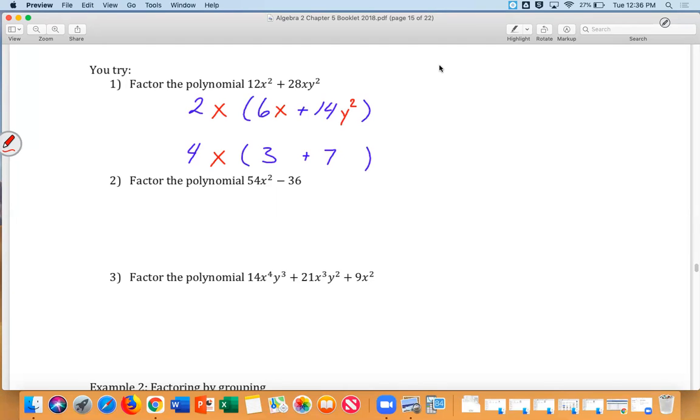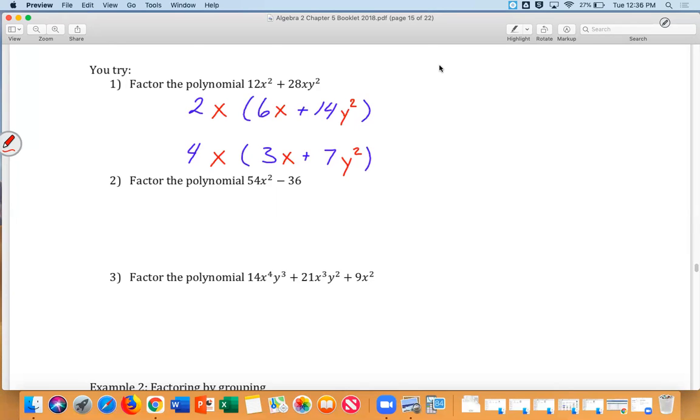Hopefully you see this. Hopefully you're getting there. 12 divided by 4 is 3. X squared divided by x is x. See that? 28 divided by 4 is 7. XY squared divided by x. Well, I'm not really worried about the y part, right? Because x and y don't have anything to do with each other. So x divided by x cancels, and I'm just left with y squared.